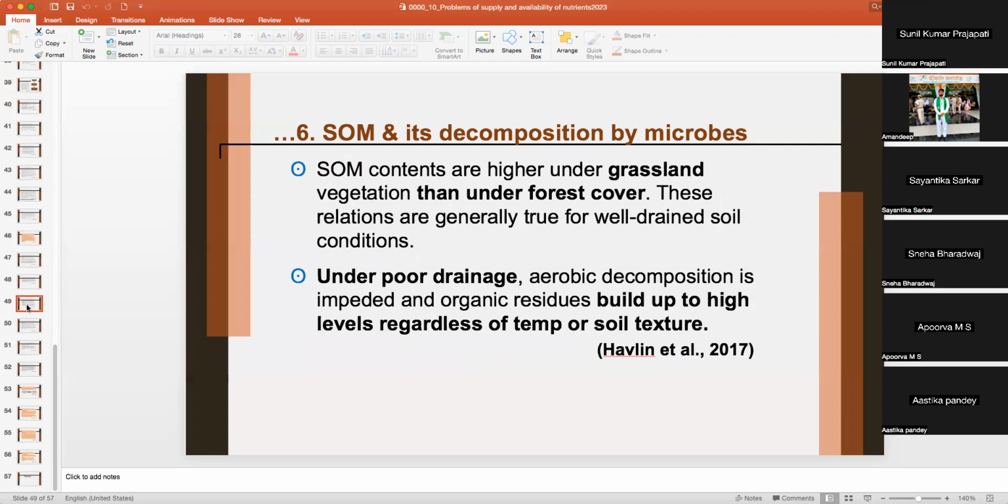Yeah. Sir, please explain this first point. Yeah, I'm asking now from the student, why is it so? Soil organic matter contents are higher under grassland vegetation than under forest cover. These relations are generally true for well-drained soil conditions. Okay, I know that Rimjim does not know the answer, but that does not mean others may not know the answer. So any other student?